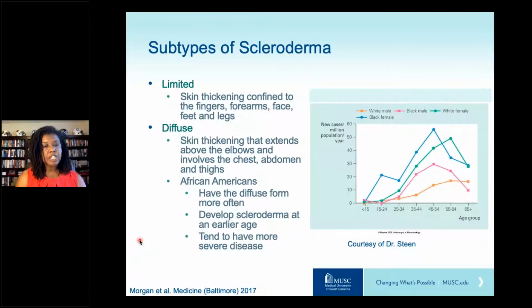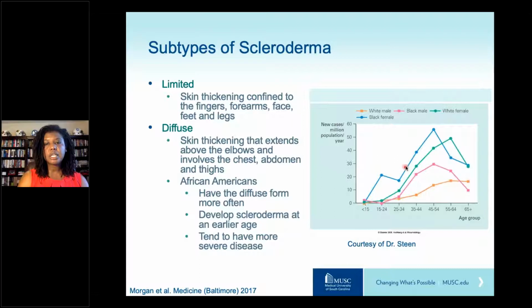In African American patients, they tend to have more of the diffuse form of the disease. They develop scleroderma at an earlier age, and they tend to have more severe disease when they do develop scleroderma. So I'll draw your attention to the graph on the right, which depicts just that. The blue line represents African American females, while the green line represents Caucasian females, the pink line represents African American males, and the orange line represents Caucasian males.